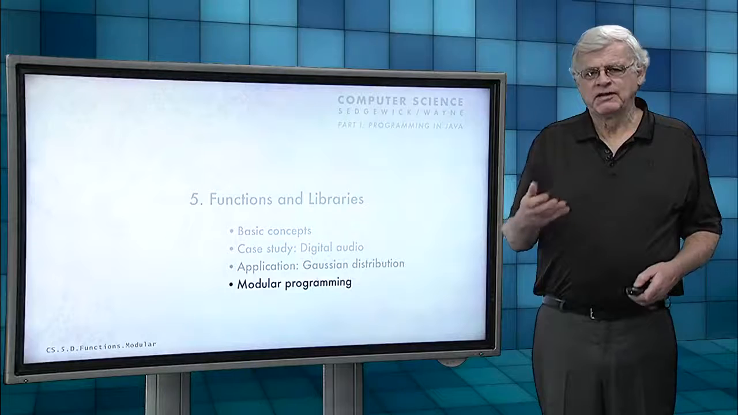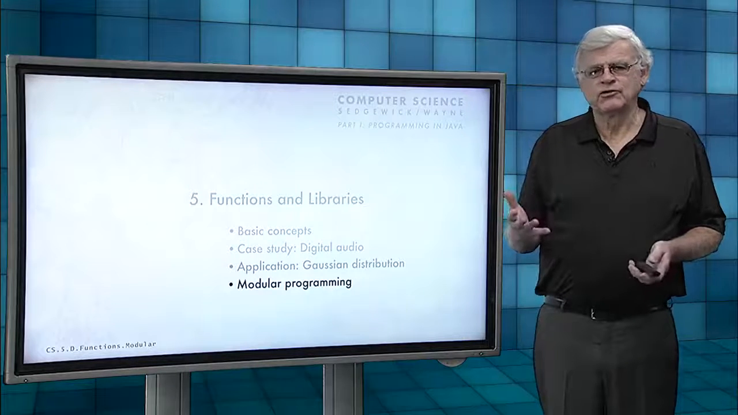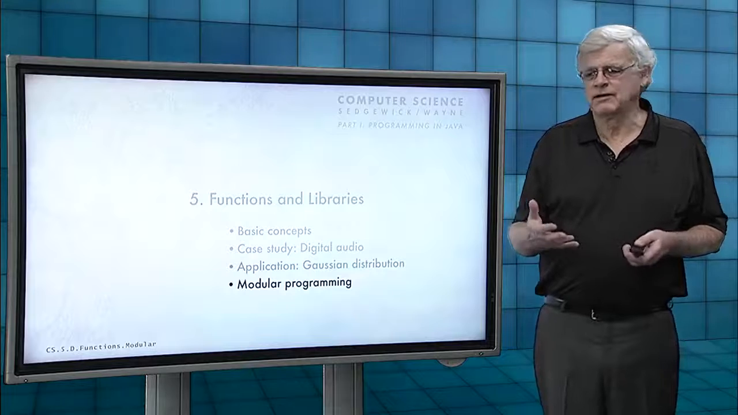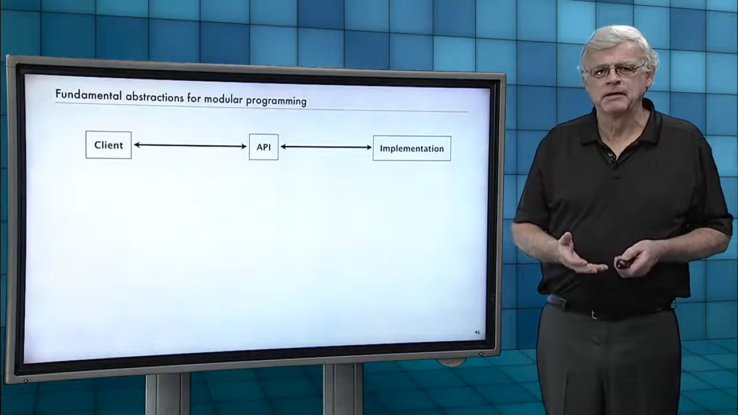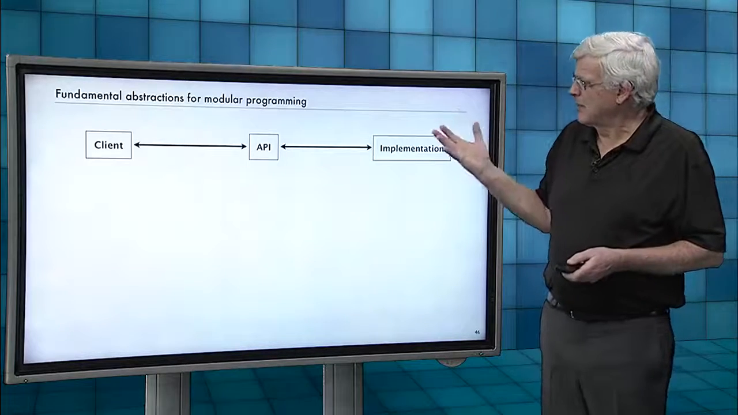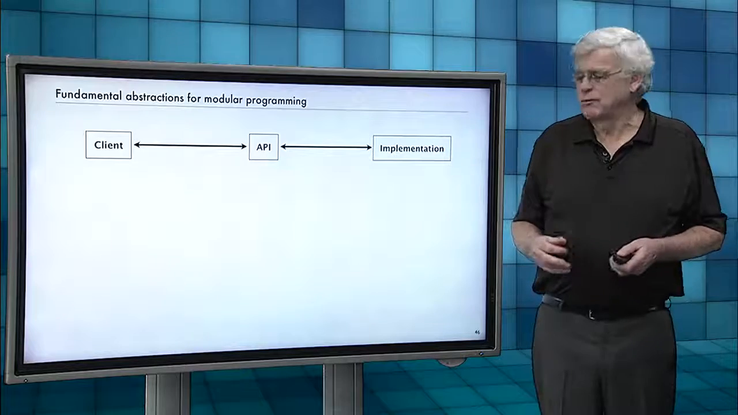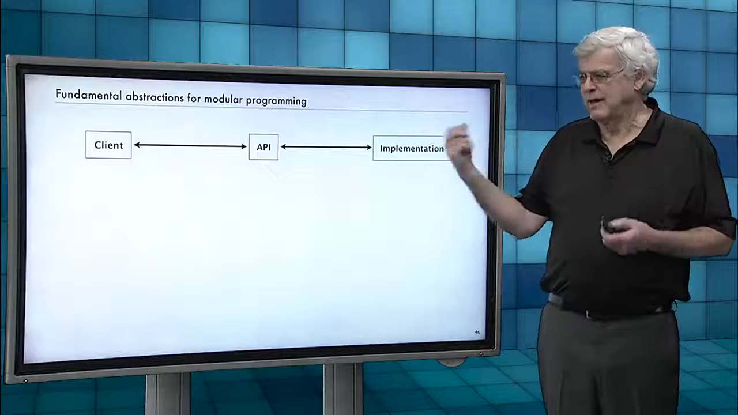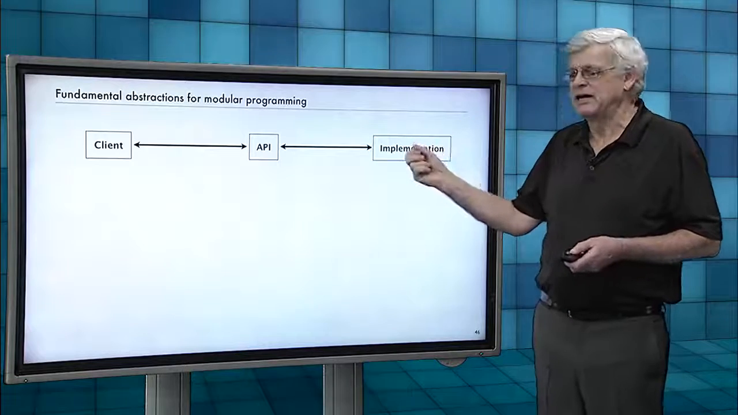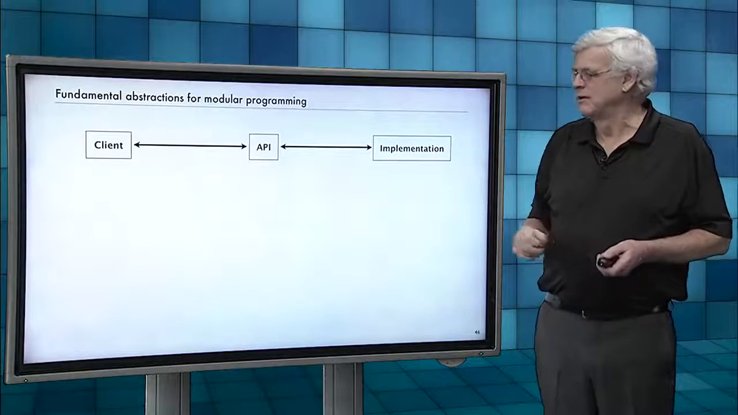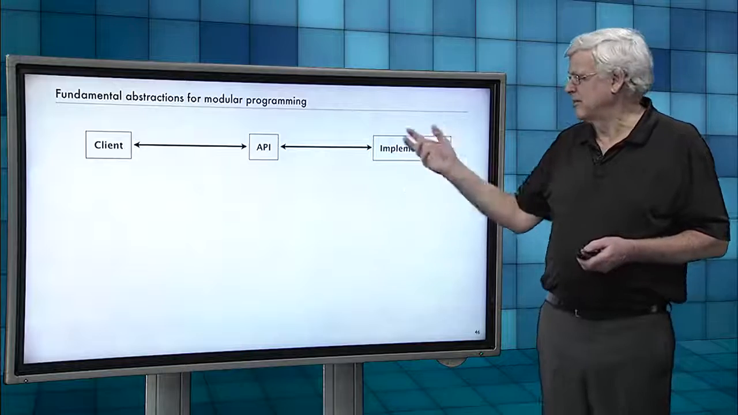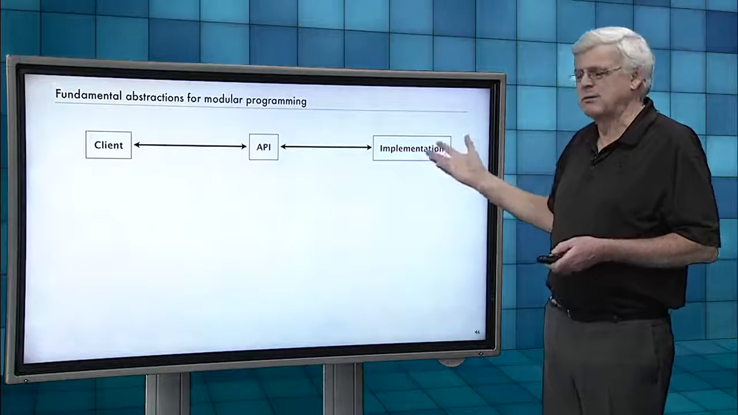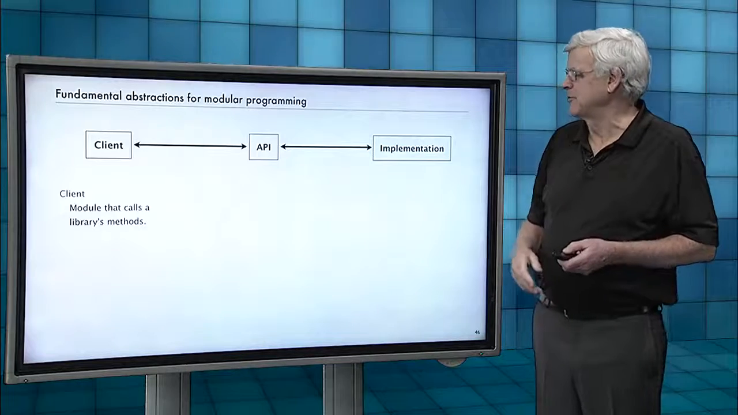Now we'll finish with an example that uses a number of different modules to illustrate the power of modular programming. So the fundamental ideas for modular programming, first to summarize, is that we've got a client, we've got an API, and we've got an implementation. The API says what functions are available, the implementation implements those, and the client uses them.